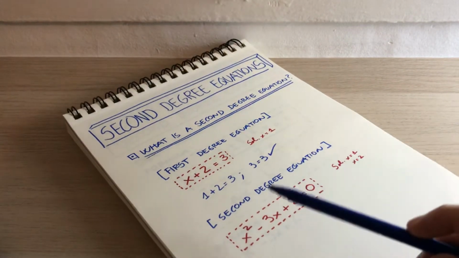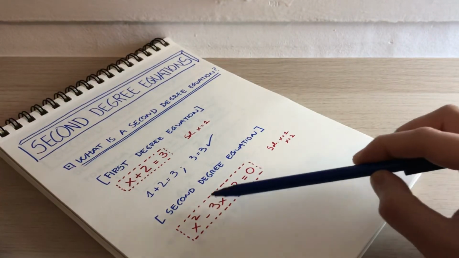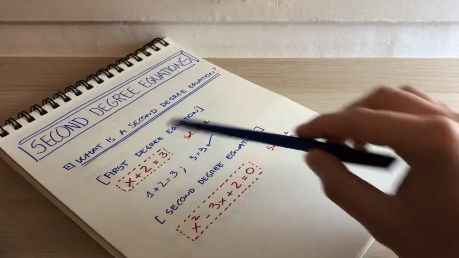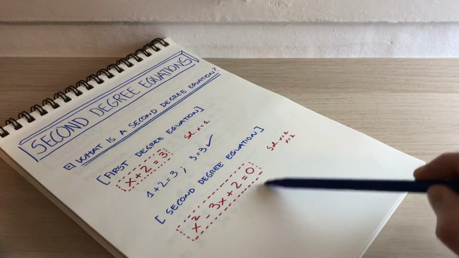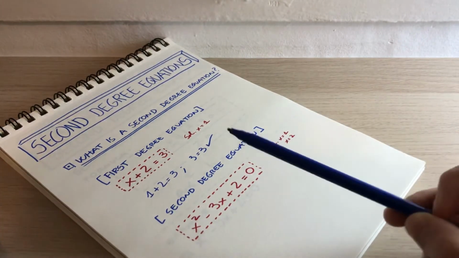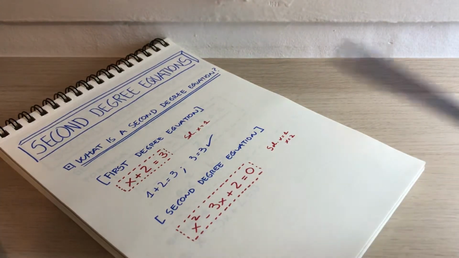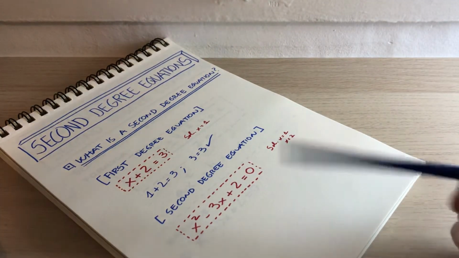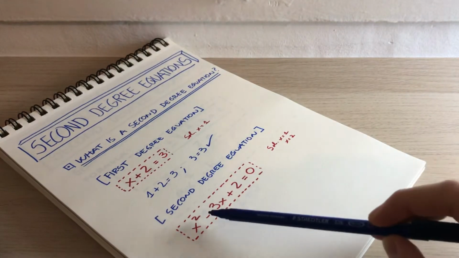So now here I have a second degree equation, and you can see that the main difference between these two is that the x is to the power of 2. That's why this one is not a first degree equation, it's a second degree equation. Instead of using the balance method, we will need to learn a new method that I will explain in the next video. But in this one, I just wanted you to understand the difference.